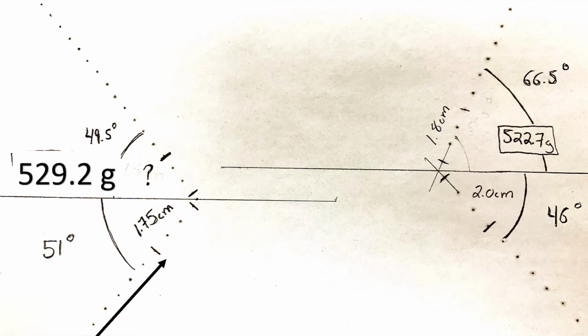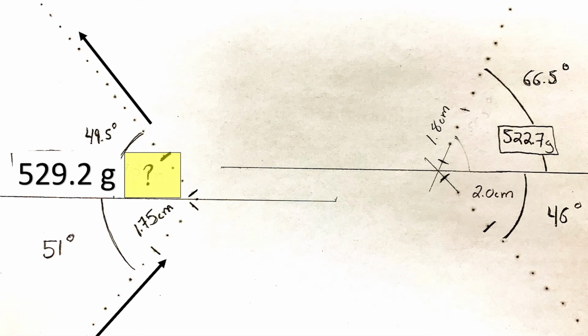We can see that the mass on the left came in at this angle of 51 degrees, and then it bounced off at this angle of 49.5 degrees. We know when it came in, those 3 intervals of time was measured to be 1.75 centimeters, and in your lab, you're going to have to determine how fast it was going after the collision.